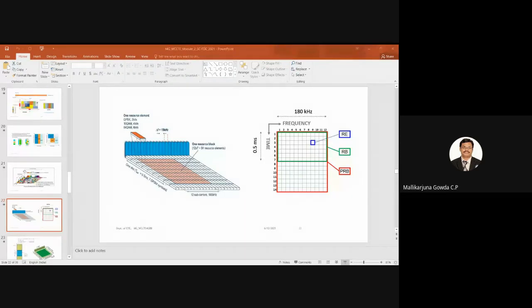Okay. So I said that 12 subcarriers in frequency, right? And each subcarrier spacing is 15 kilohertz. 15 into 12, you will get 180 kilohertz, right? And similarly, time slots, I said 7 time slots, 7 symbols. 7 OFDM symbols and these 12 subcarriers together are known as one resource block. And one cell, or one OFDM symbol on one subcarrier, is known as the resource element.